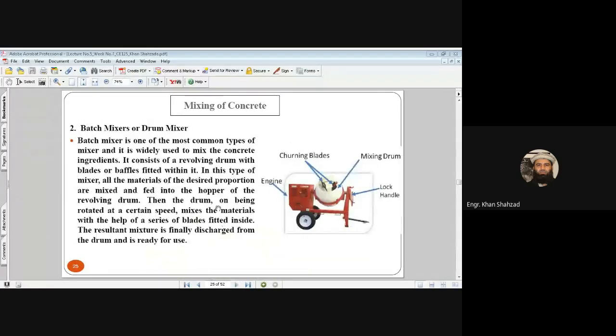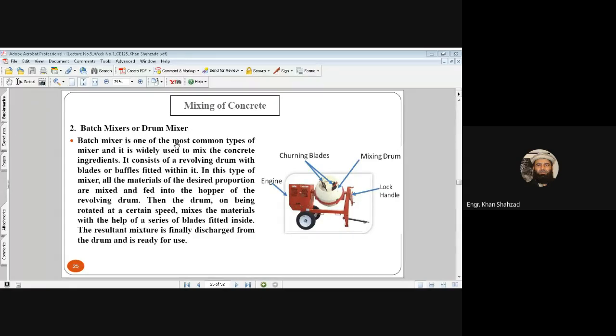And the next one is the batch mixers or the drum mixers. Here you can see this is the mixing drum. These are the churning blades inside this drum. This is the engine with the help of which we operate this machine, and this is the locking handle with the help of which you can tilt or control the movement of this drum.